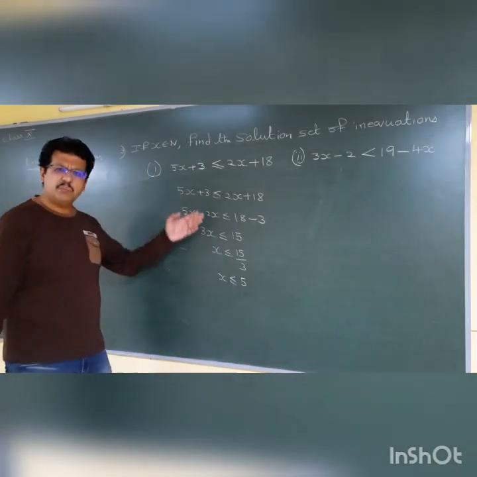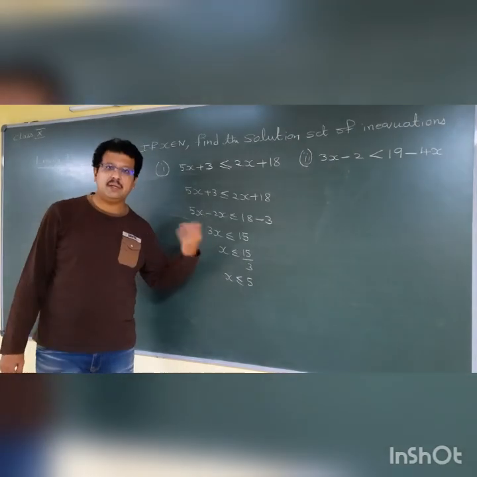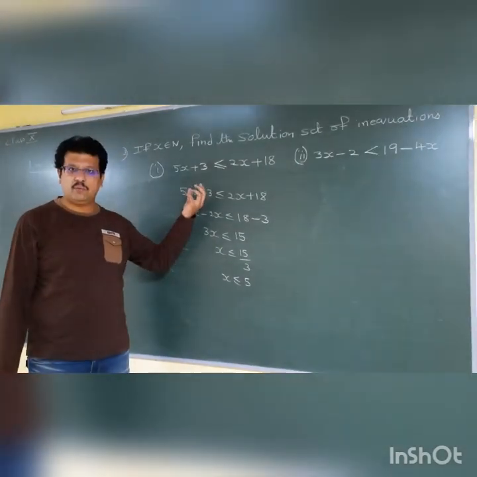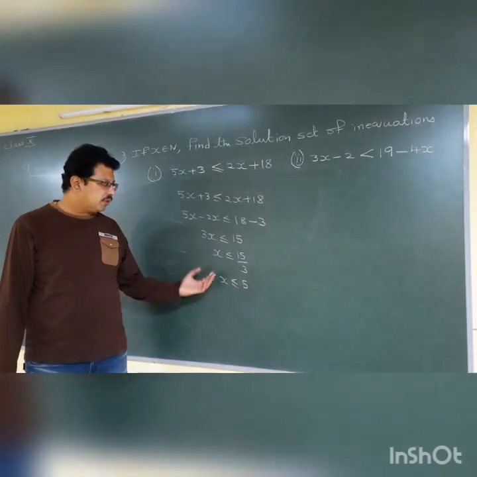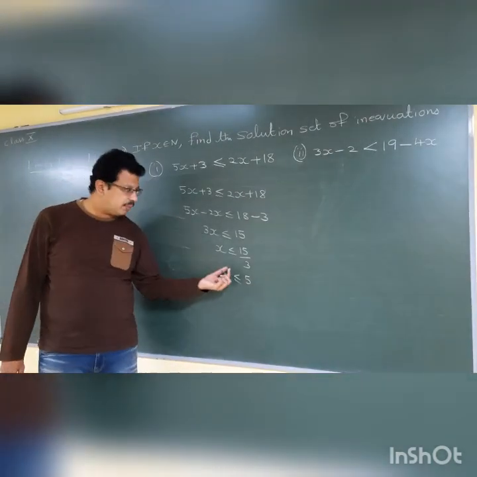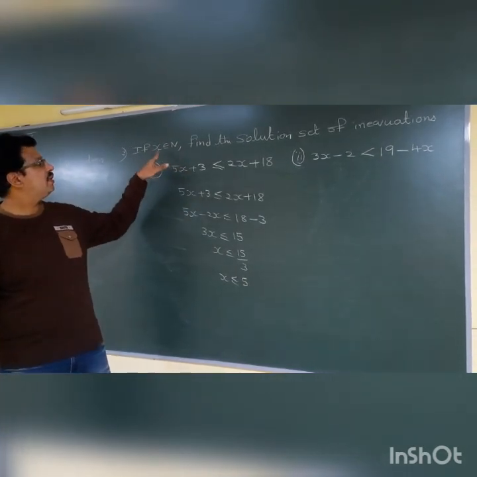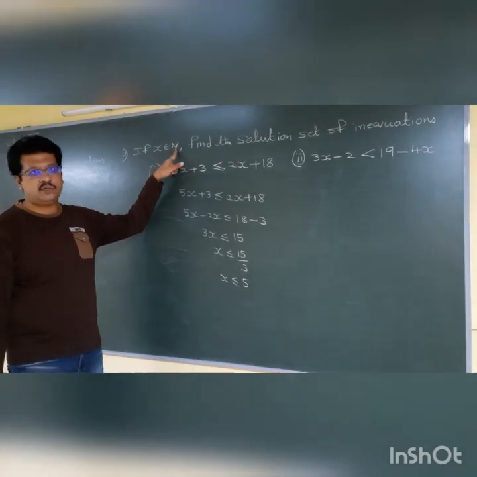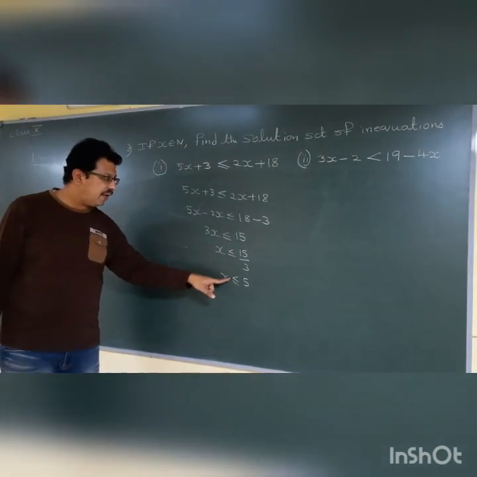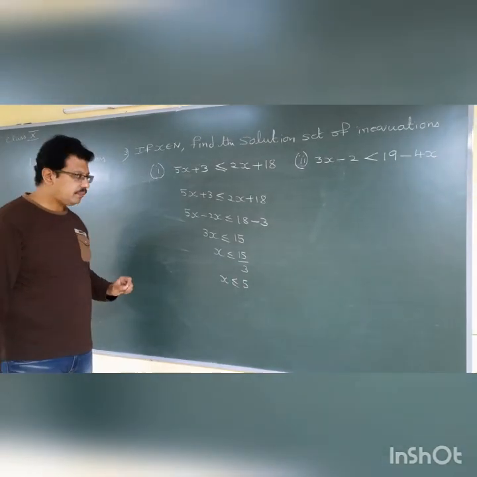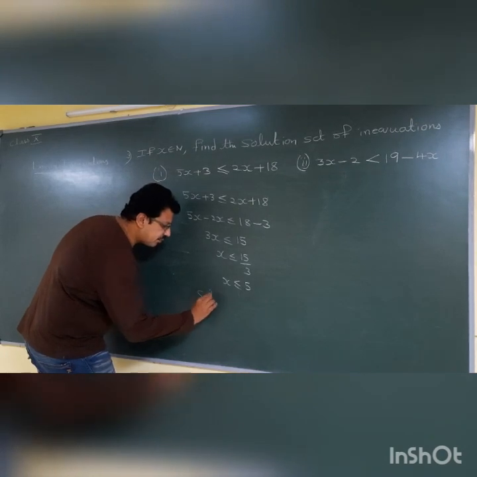I think you should know this simplification very well, because you have got used to solving linear equations. That's the reason I was a little bit fast in explaining these steps. Now my main concern is x ≤ 5, and the question you need to understand is that x belongs to natural numbers. It is very important to observe the question. x belongs to natural numbers, and here x ≤ 5. So we need to write the solution set.